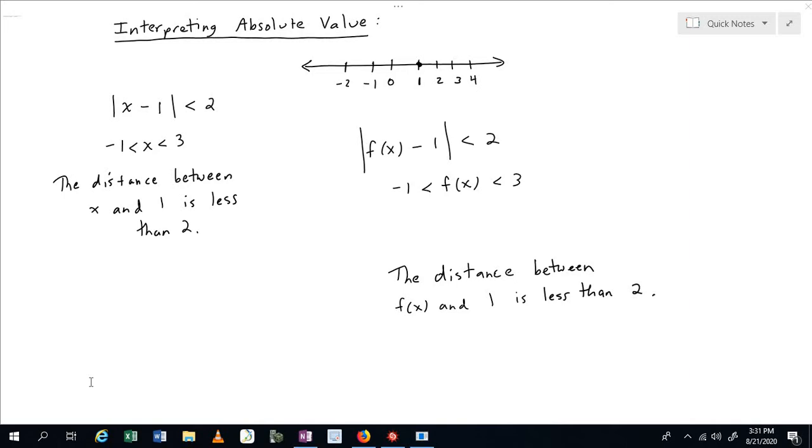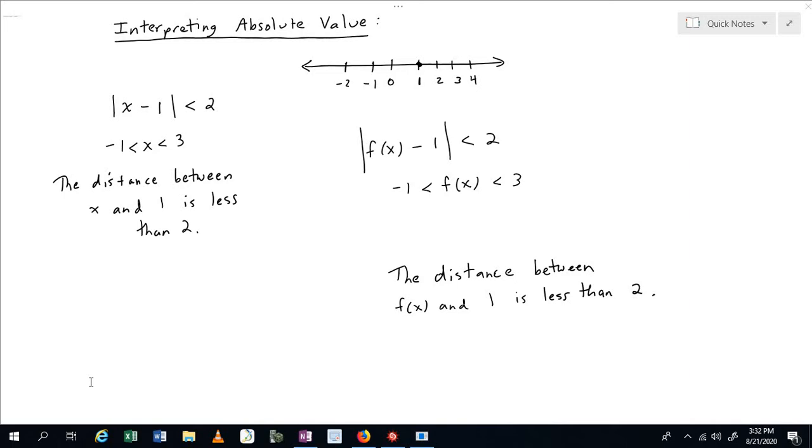2.9 would work as well. If x were 2.9, then 2.9 minus 1 would be 1.9. The absolute value of 1.9 is 1.9, and that's less than 2. But x equal to 3 would no longer satisfy this inequality, because when you plug a 3 in here, you get 2. The absolute value of 2 is 2, and that's no longer less than 2 because it's equal to 2.